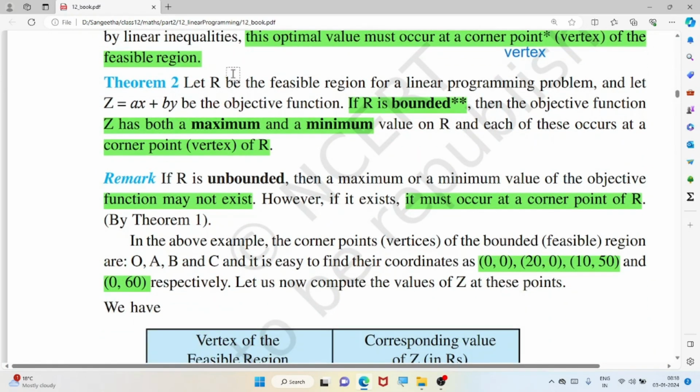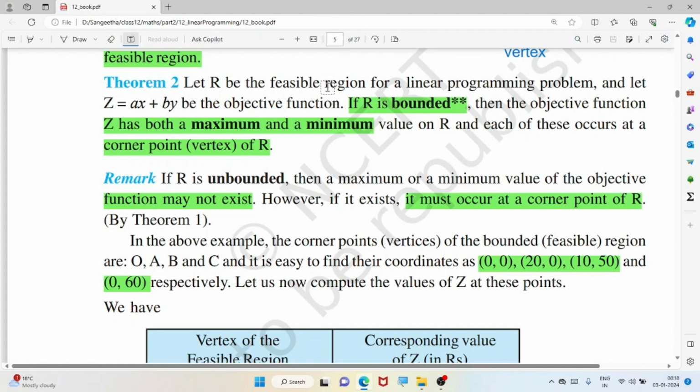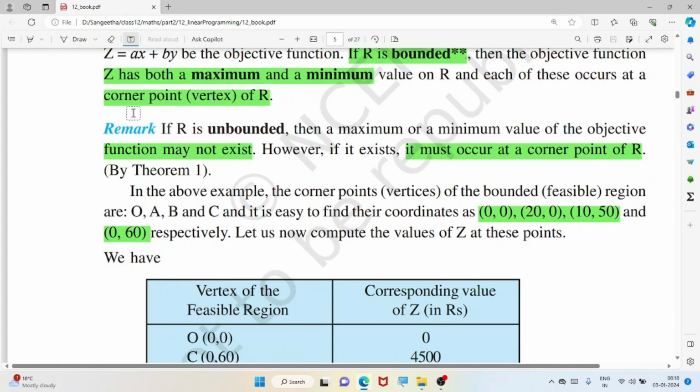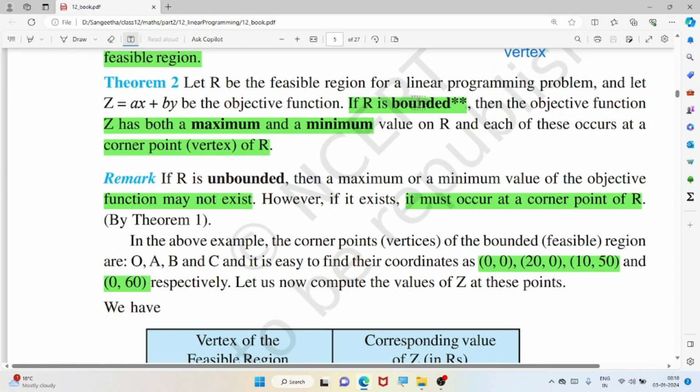Theorem 2: let R be the feasible region. If R is bounded, what does bounded mean? You should be able to draw a circle around it. Now I will show you. Then the objective function has both a maximum and a minimum value, and in each case it occurs at a corner point of R. That is also a corner point only, maximum or minimum. Remark: that is for the bounded case.